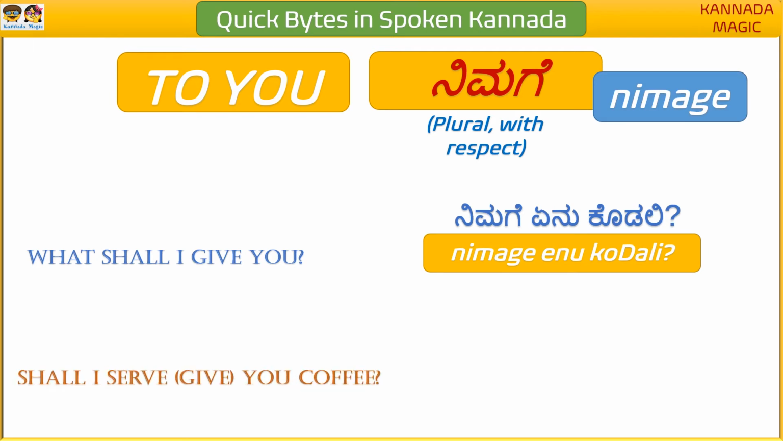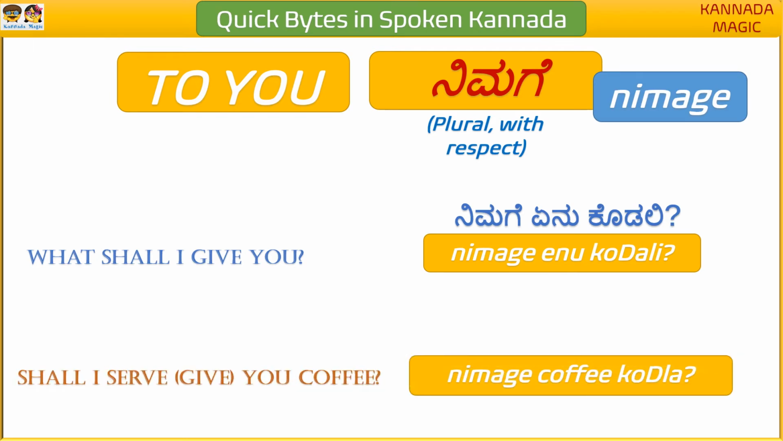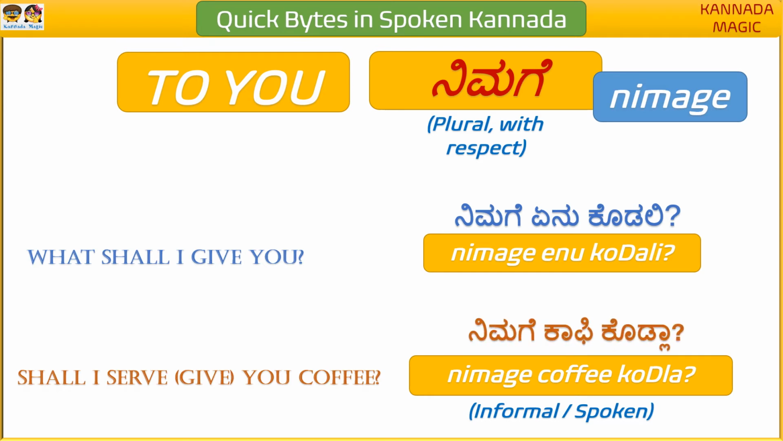You can say, shall I serve you coffee, or shall I give you coffee? Nimage coffee kodla? Very simple. We can start using this. Nimage coffee kodla? Or nimage tea kodla? Nimage neeru kodla? Neeru is water.